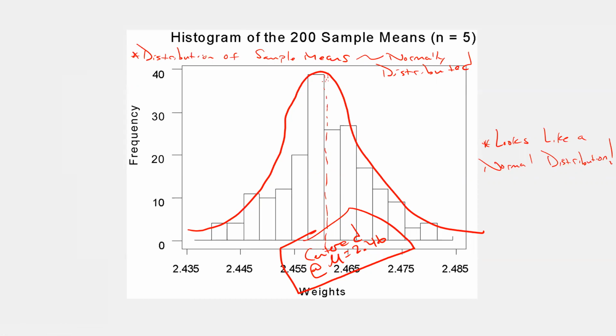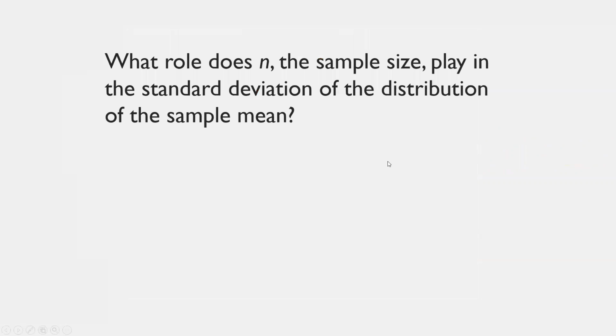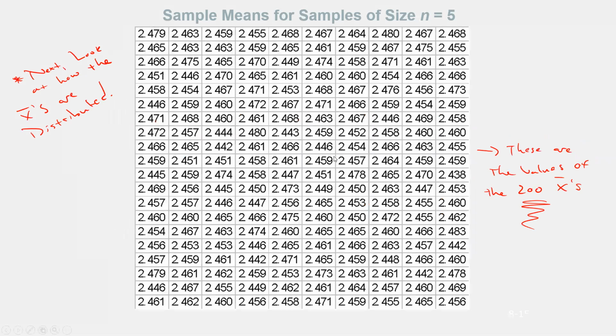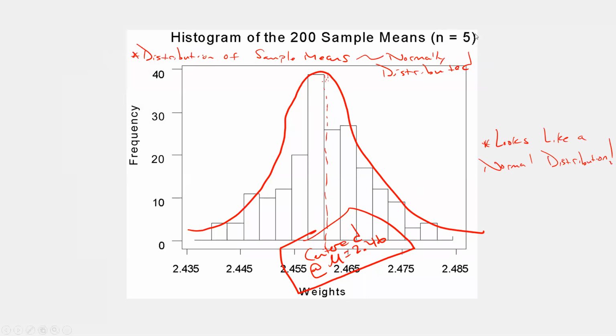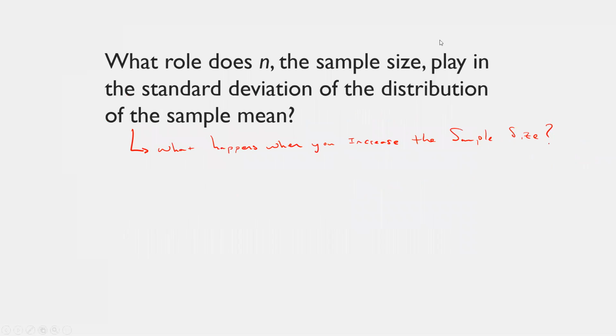All right, let me expand on this a little bit. This was only sample sizes of 5. So what role does n, the sample size, play in the standard deviation of the distribution of the sample mean? The real question is, what happens when you increase the sample size? The sample size of each of these sample means was only 5. What happens if I did 20 instead of 5?